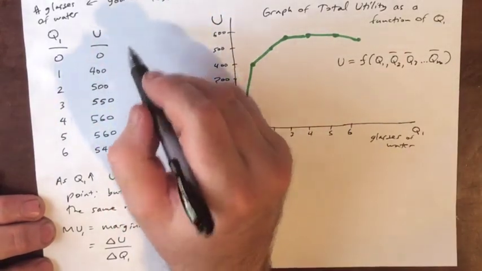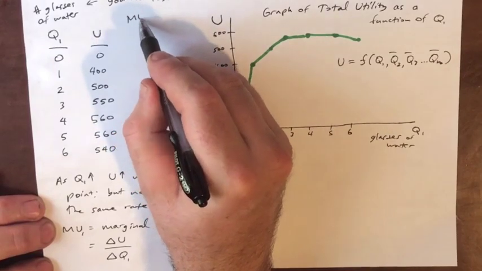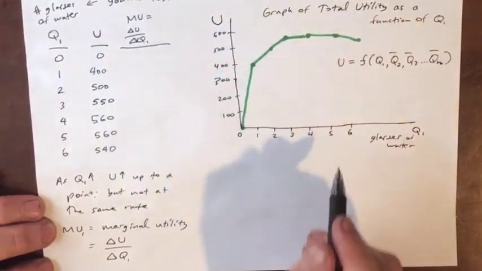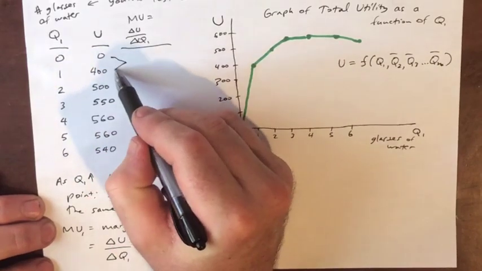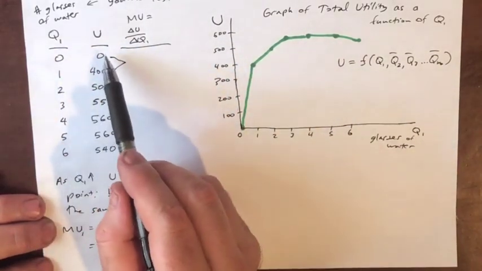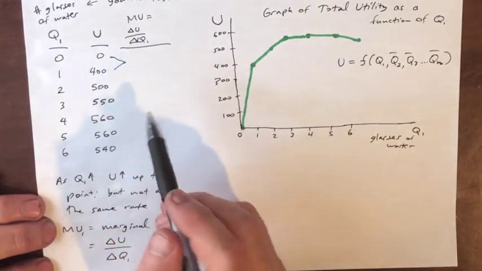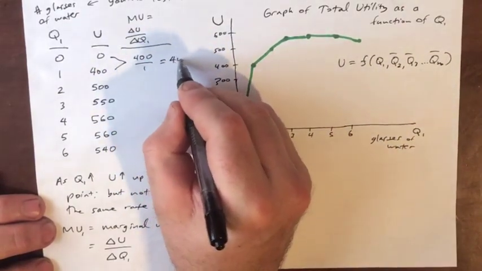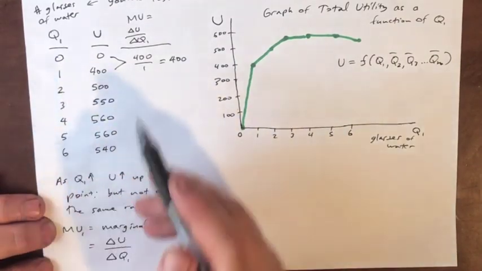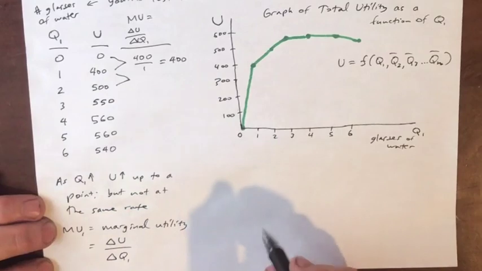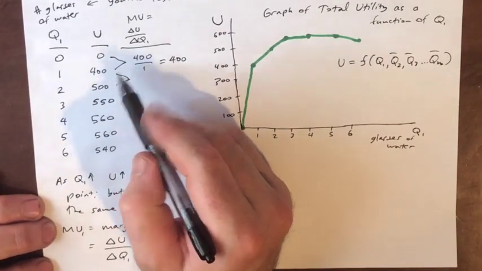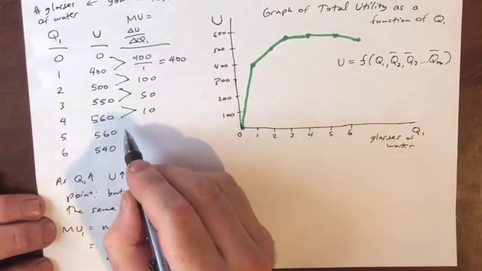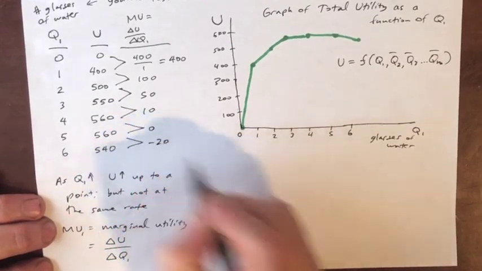So if we ask what is in this column, what is MU, that is delta U over delta Q1, right? Going from 0 to 1, the change in the total utility is 0 to 400. So we've got 400 on top, 1 on the bottom. So this is just 400, because there's 1 on the bottom each time. We can just leave that off and look at how much this is changing. So this one's 100, 50, 10, 0, and negative 20.